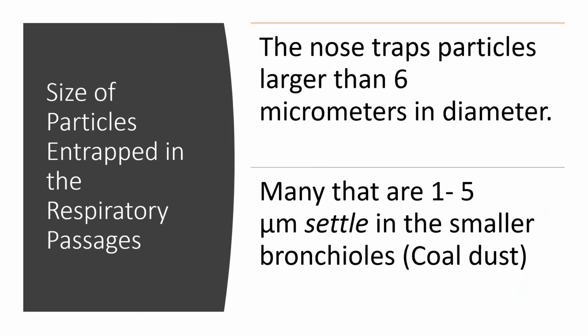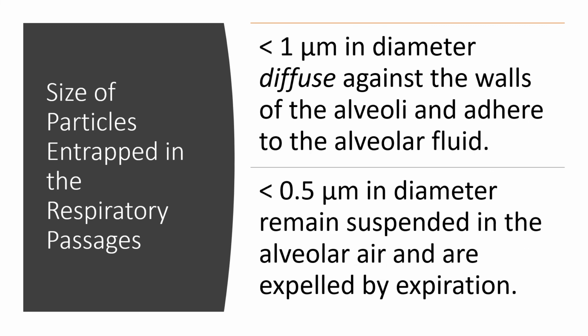No particles larger than 6 micrometers in diameter enter the lungs through the nose. Of the remaining particles, many that are 1 to 5 micrometers settle in the smaller bronchioles as a result of gravitational precipitation. Some particles diffuse against the walls of the alveoli, especially those which are less than 1 micrometer in diameter, and they adhere to the alveolar fluid. Many particles smaller than 0.5 micrometer in diameter remain suspended in the alveolar air and are expelled by expiration.